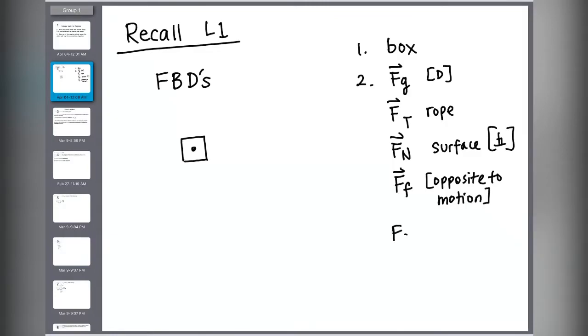And of course, when you're pushing or pulling, we call that the applied force. And then finally, if the object is traveling in the air, like in projectile motion, a football being kicked, we also have something called F air. And don't forget, these are the forces that will go on the free body diagram.